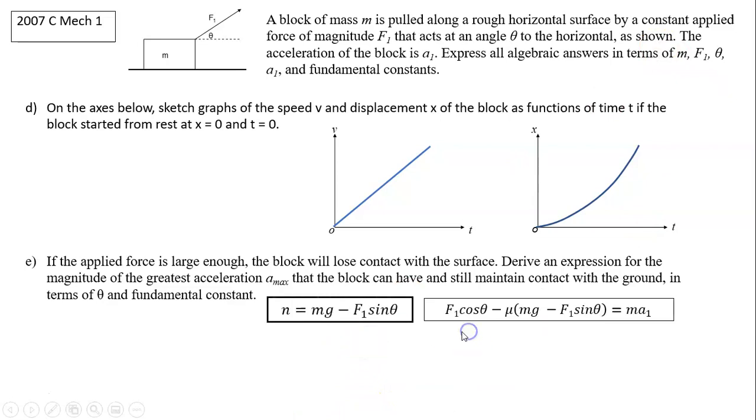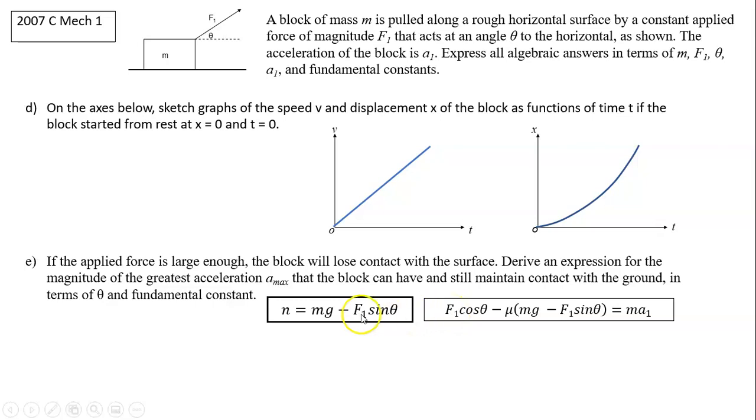So let's take a look at the equations we have learned. We know N equals mg minus F1 sine theta. We know F1 cosine theta minus mu times this N should equal m a1. When the block loses contact with the surface, N equals 0, so the second term is gone. That means m times a max should give you F1 cosine theta. But in your answer, you shouldn't have F1. So you have to find F1.